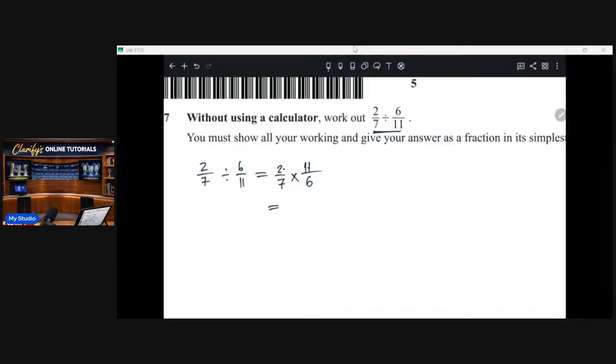Which now becomes 2 times 11, 22, over 7 by 6, 42. Which will be 2 into 22, 11, into 42, 21. So it's 11 over 21. Are we together? Final solution: you just multiply and you flip it. 11 now goes to the top, 6 to the bottom, like that. All right.